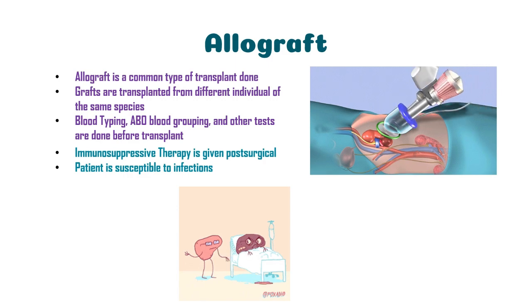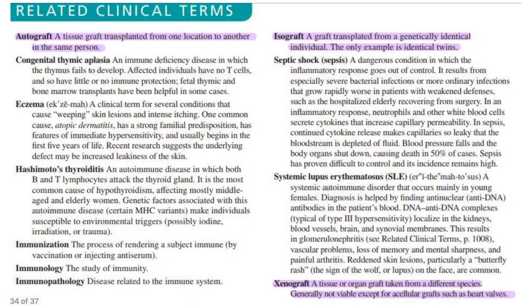So I just wanted to shed some light on some clinical terms, and as I remember, one of these terms came up in our TBL, our immune system TBL. There are mainly three clinical terms: autograft, isograft, and xenograft.